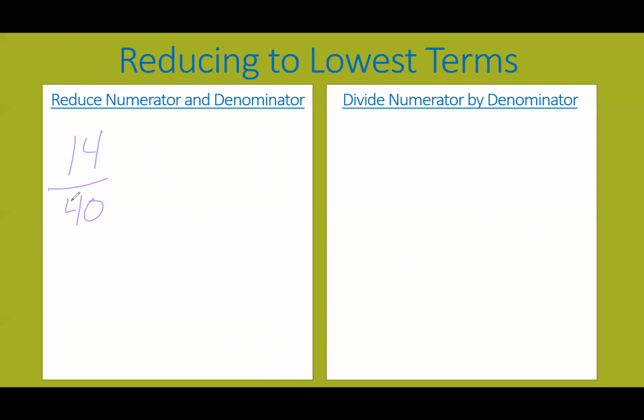Okay. Let's do 14/40. Pause the video. Let's see what you got. All right, I noticed that this is an even number and that's an even number, so I'm going to divide by 2. 14 divided by 2 is 7, and 40 divided by 2 is 20. Is there anything that I can divide to get 7? I can only divide 1 and 7. Can 7 go into 20? Nope. So that means this is the lowest terms. Absolutely.